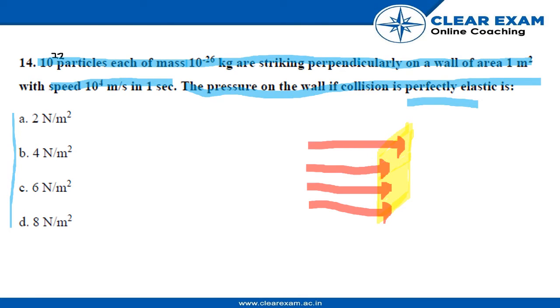So the question is that there is a wall which has an area of 1 meter square, and there is a beam of 10 raised to power 22 number of particles, each of mass 10 raised to power minus 26 kgs, which is striking this wall, and we need to find out the pressure that this beam exerts on the wall.